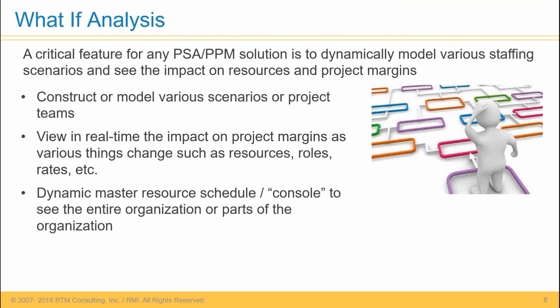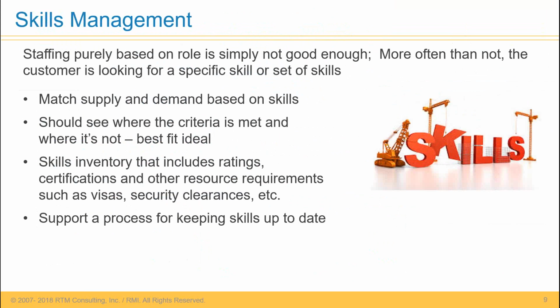And then I should be able to make some changes, like I see this particular resource has availability during the week that I need them, except for Thursday and Friday. What if I shifted their assignment to make them available for those two days? What does that do? Does it impact a project that they're rolling onto downstream? What are the downstream impacts? I should be able to see that. All right, so that's what-if analysis.